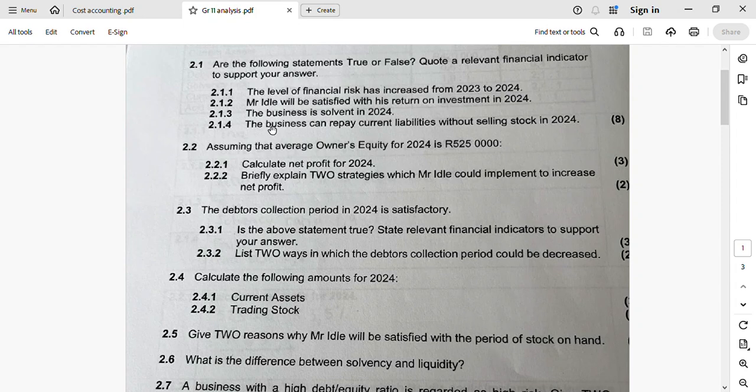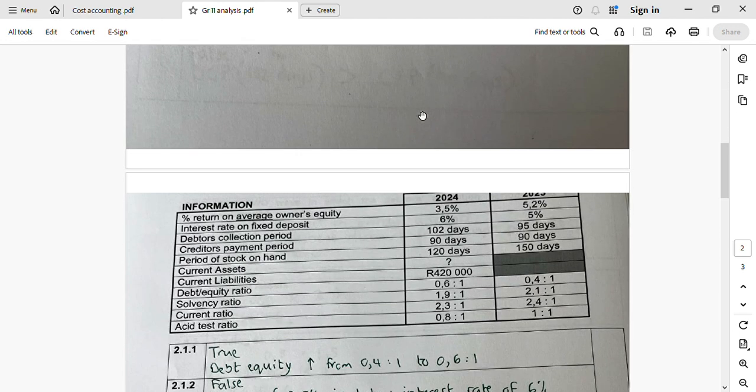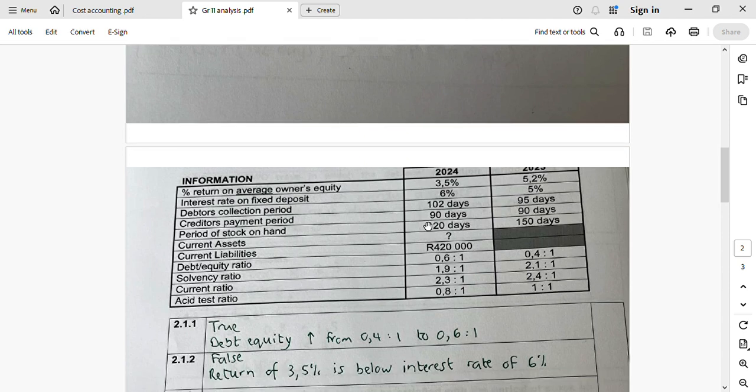Mr. Idle will be satisfied with his return on investment in 2024. Here you're looking at return on average owner's equity, and they tell you it's 3.5%. But if you look at what you could get if you invest your money in a fixed deposit, that is 6%. So that statement is false because he could get more if he just left his money in the bank. He's only earning 3.5%, which is less than the interest rate of 6%.